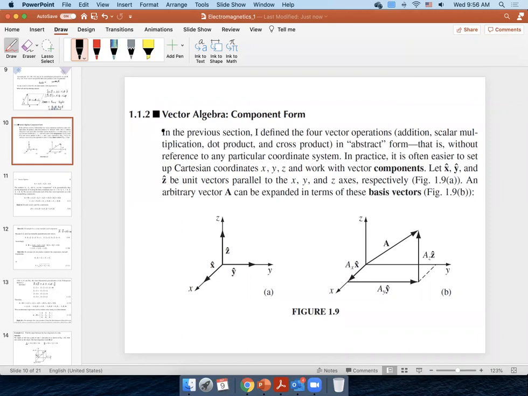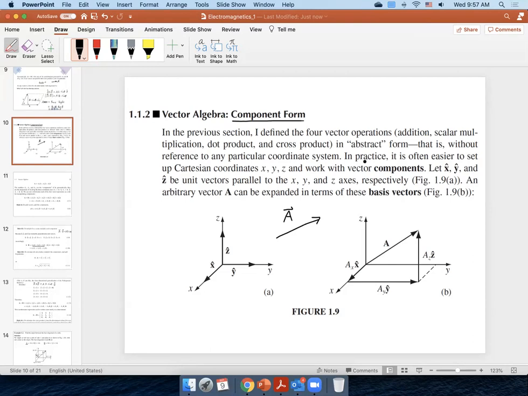Okay, in the previous lecture, we learned the four different types of operations for vectors. In this lecture, we're going to learn the same four operations, but in a different form, which is component form. In the previous lectures, what we learned for each vector is called abstract form. In abstract form, if you have vector A, you don't have any coordinate system or reference. It's just vector A. That's called abstract form.